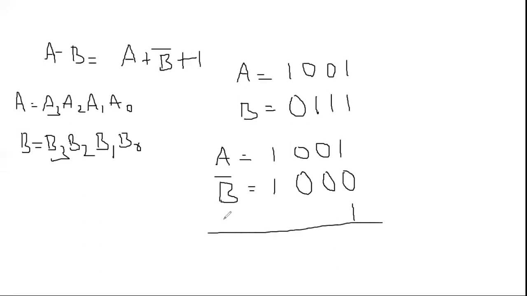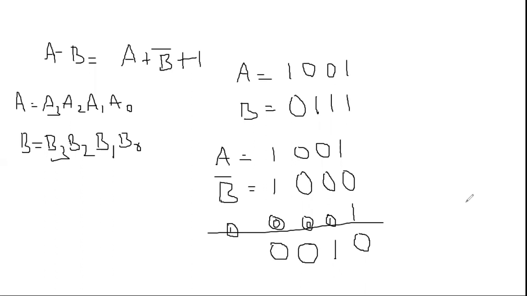Now you can see 1 plus 1 is 1 0. The carry is 1 here. And 0 plus 1 is 1. The carry is 0 here. And 0 plus 0 is 0 only, and here also the carry is 0. And 1 plus 1 is 1 0, where 1 is the carry and 0 is the sum.